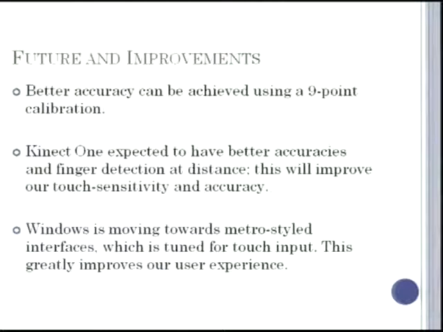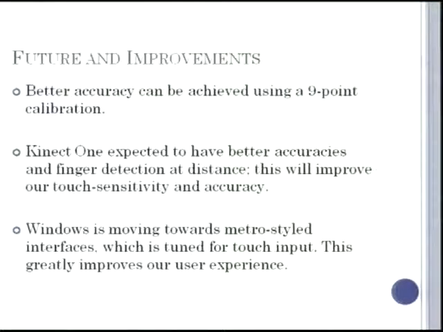So yes, for future improvements for our application, we believe a better accuracy for the plane can be achieved by using a 9-point calibration. Right now, we are using a 4-point calibration. We are just tracking the 4 corners of the screen. But if you use a 9-point calibration, the advantage is that even if you can't reach the top corners, you can just project the height from the other points. So 9-point calibration can give you a much better accuracy.